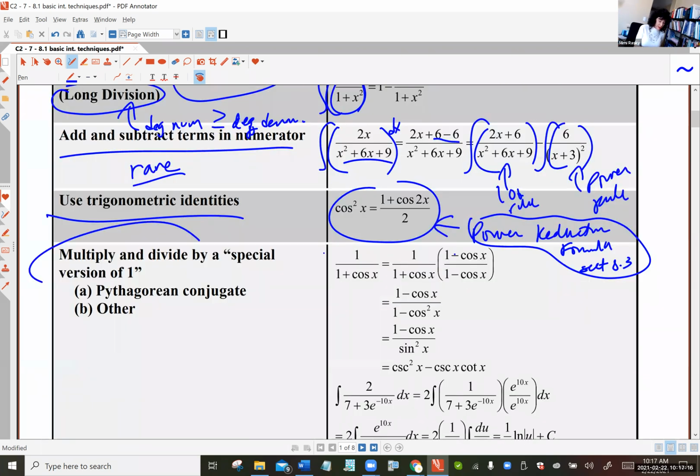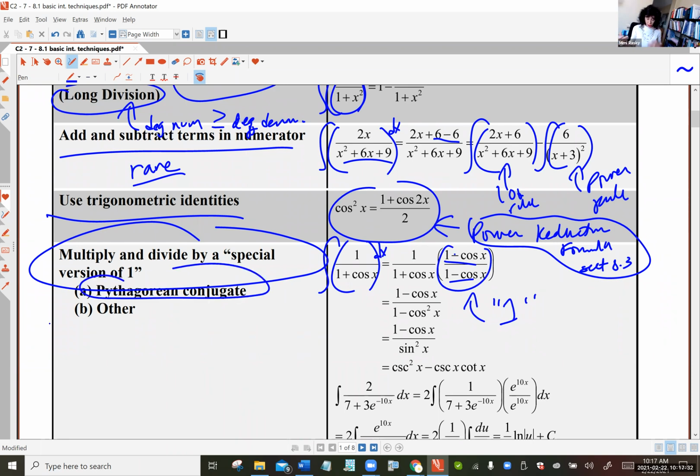And then finally, multiply and divide by a special version of 1. So if somebody asked you to integrate this beast, it's not integrable. But if you multiply by a special version of 1, that involves what we call the Pythagorean conjugate. The conjugate of 1 plus cos is 1 minus cos. It turns out after you use the split up trick on this, that it will be integrable and then you can work on it.